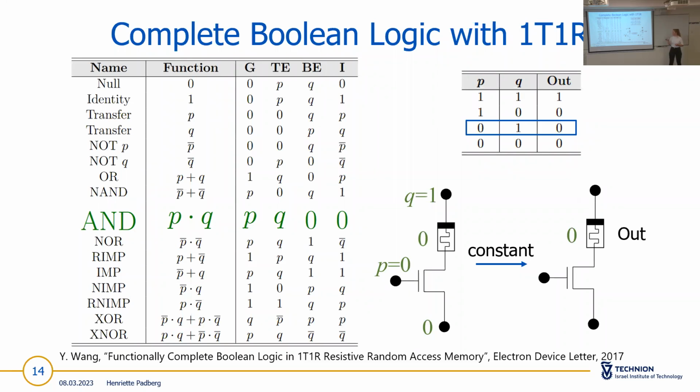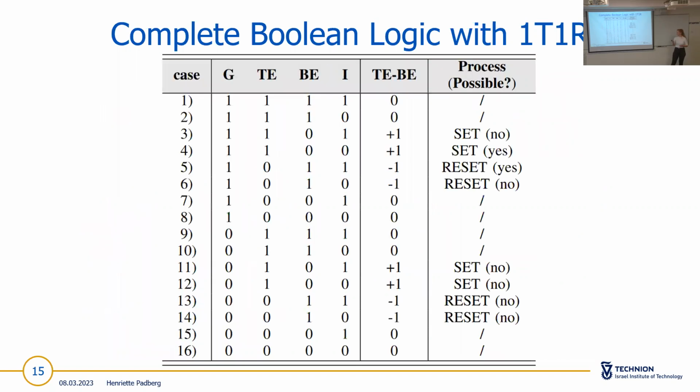In the third case, we do have a voltage difference between top and bottom electrode, but here the transistor is closed. So also here the cell doesn't switch, stays in the HRS, and the output is 0. And in the last case now, everything is 0. There's neither a voltage difference nor is the transistor open, so it also has to stay constant.